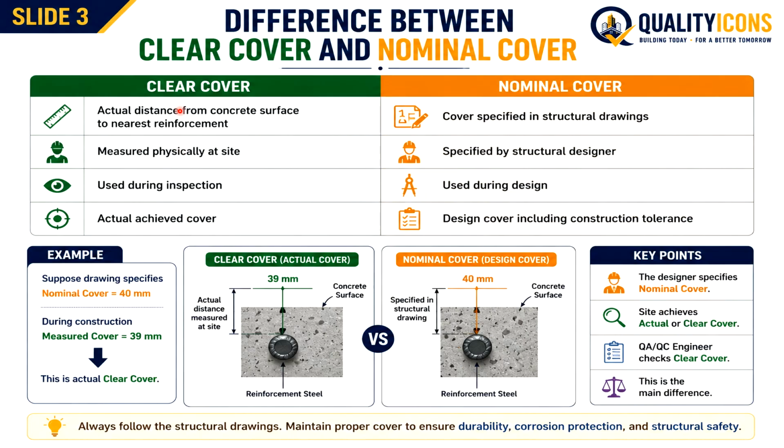So, the clear cover and nominal cover. Clear cover is the actual distance from the concrete surface to the nearest reinforcement, measured physically at site and used during inspections. It is the actual achieved cover at site level. Nominal cover is the cover specified in structural drawings, specified by the structural designer and used during designing. It is the design cover including construction tolerance.